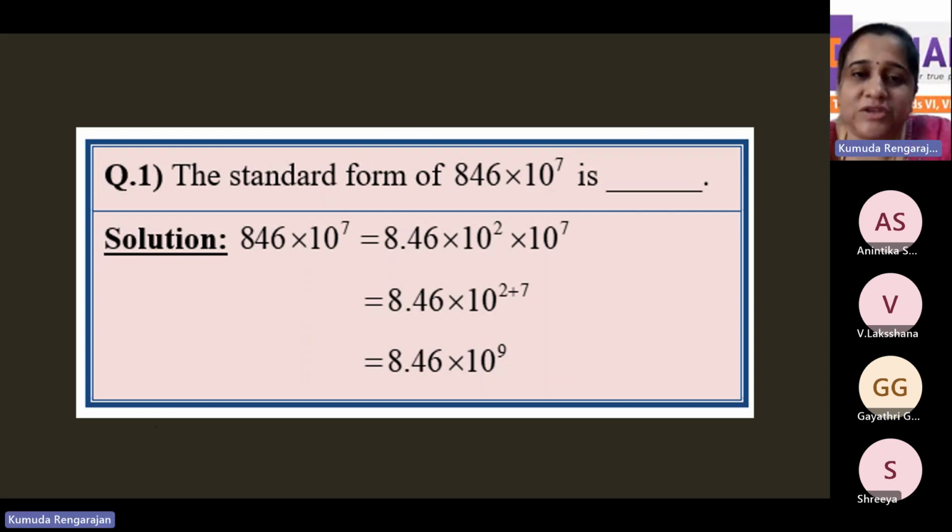Just check your answers. If you're wrong, use a pencil and cross it. If you're right, you can just put a tick against the answer. If you're wrong, make a note of it, just cross it so that you can go to the library and look for the correct answer later, and you can practice that.